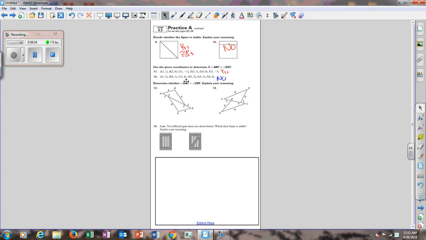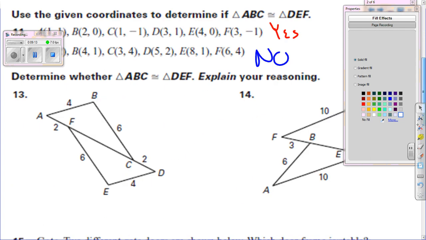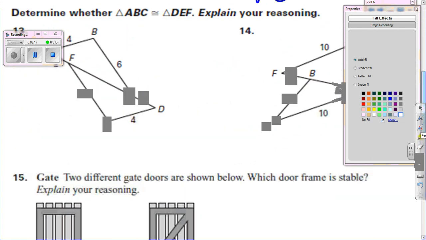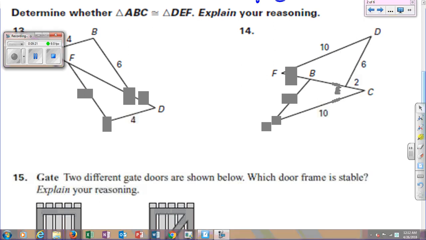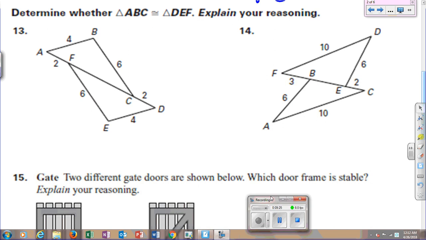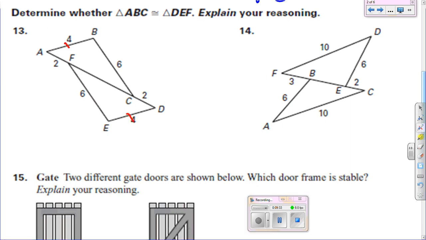Number 13. Determine whether triangle ABC is congruent to DEF. Explain your reasoning. Blow this up. Right, there we go. AB is the same as DE because they're both 4. So far so good. BC is the same as FE because they're both 6. Now this middle FC is the same on both triangles, right? So all you have to do is check to see if this little extended part is the same. And it is. So those middle ones are congruent. So that would be yes. And your reason is side, side, side.